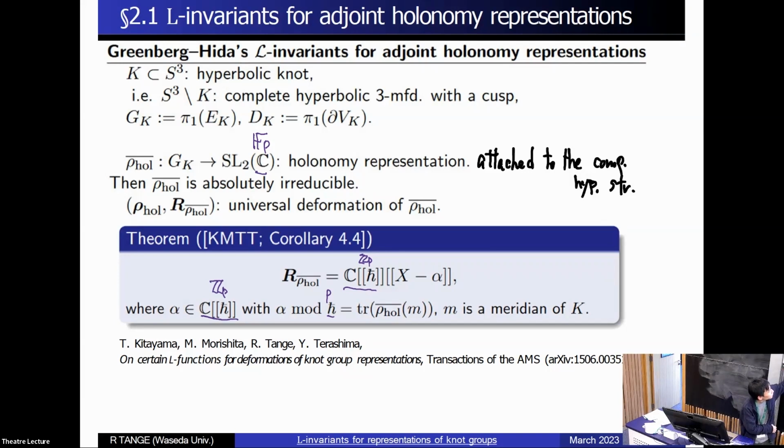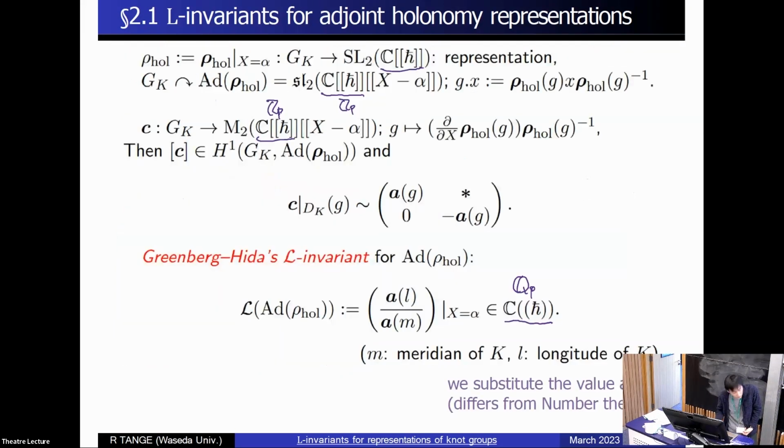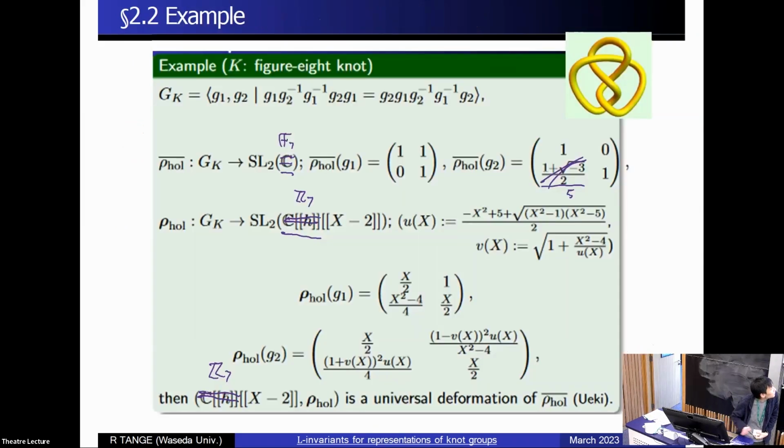But so today's topic is to consider the L-invariants. So we would like to consider the holonomy representation. As before in number theory, we can similarly define the L-invariant by considering a similar one-cycle. But a small difference is that we substitute the value at the last. And the reason why is the following example.